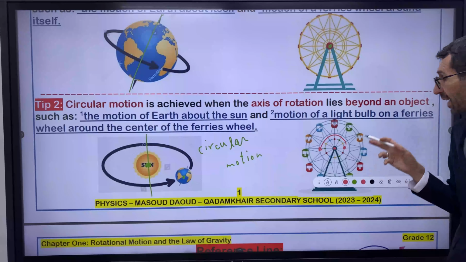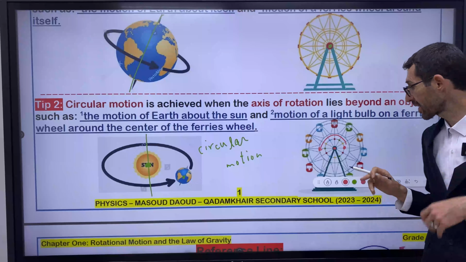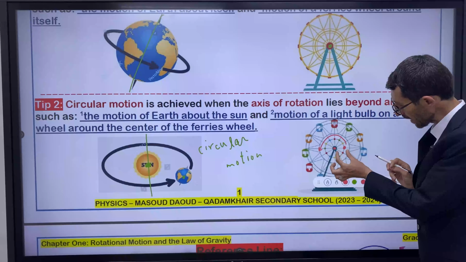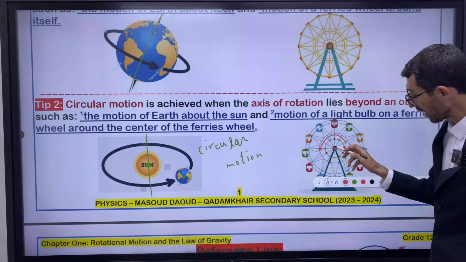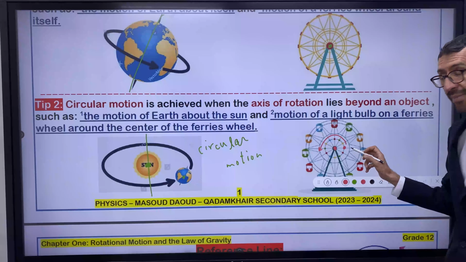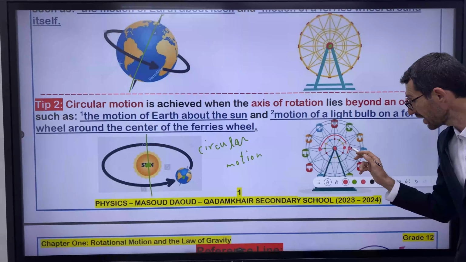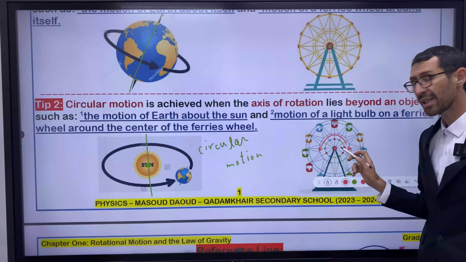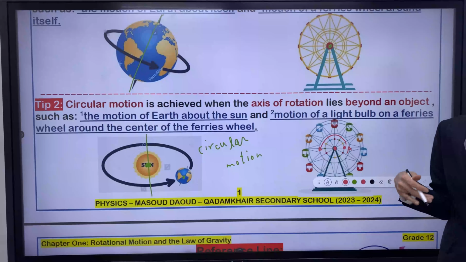Why do we say this? Because the axis of rotation actually is far from this point. This is the axis of rotation, and this is our point. Let me note it as point A, for example, and this is the axis of rotation. The axis of rotation is located beyond this point. That's why it's circular motion.